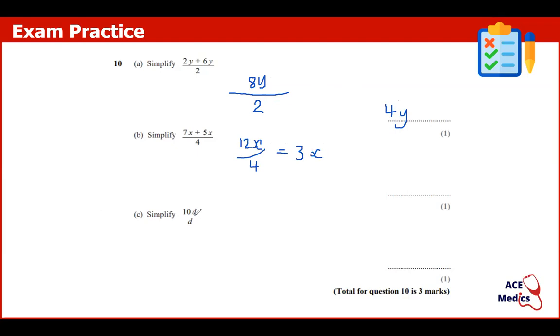Our last one, 10d divided by d. Well, 10 divided by 1 is 10. d divided by d is 1, because if you have any kind of thing that is divided by itself, remember it's 1. So 10 times 1 essentially, well, that represents our d divided by d, so it's just going to be 10. Does that make sense? We have a letter divided by itself, it's just 1.